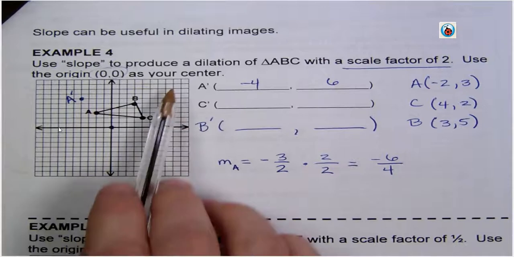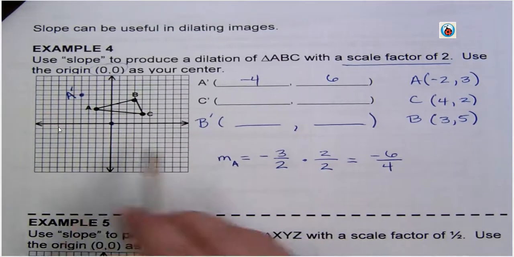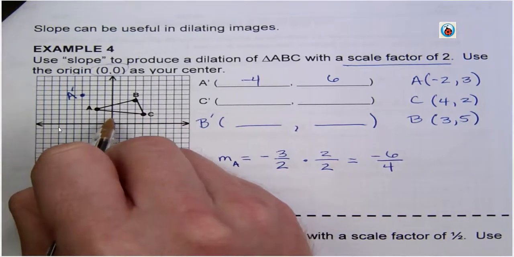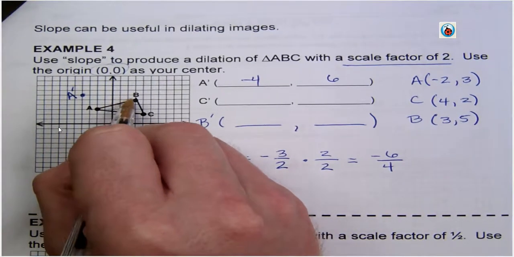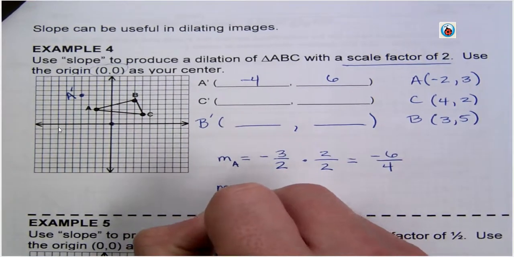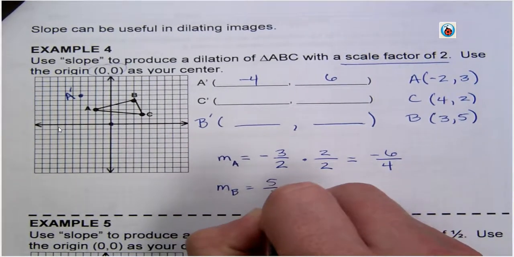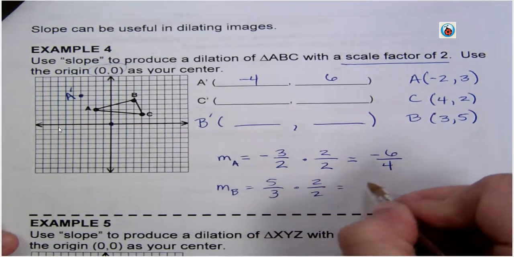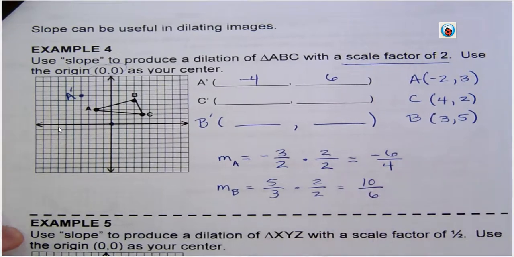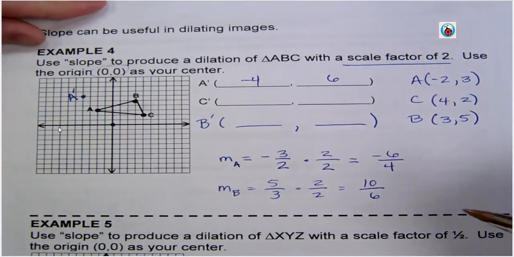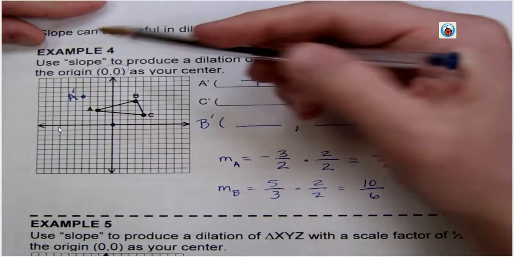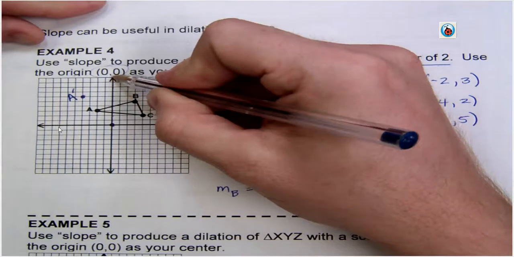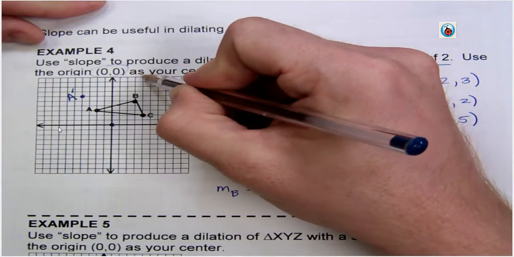So next, just to go alphabetical, I'm going to do B next, even though it got left off. B is at 3, 5. So I count the slope from the center. I would go up 5 over 3. So my slope of B would be 5 over 3. And since I'm going by a scale factor of 2, I multiply those by 2, and I get 10 over 6. So my new point from the center should be up 10 and to the right 6.